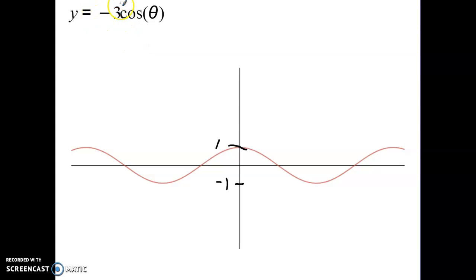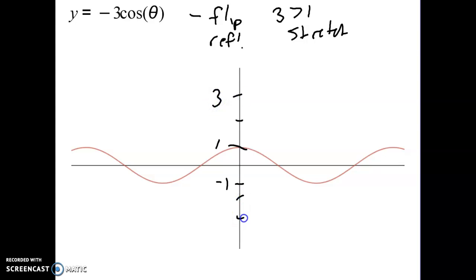Okay, so what does this -3 do? All right, well, first of all, I don't want to think about it as -3. I want to think about it as a negative, which is going to be a flip or a reflection, and also a 3, which is greater than 1, so that's going to be a stretch. And you remember from the last video that when we stretch one of our trig graphs, what we're doing is changing the amplitude. So instead of going from 1 to -1, it's going to go from 3 to -3, or I probably should say -3 to 3 to say that in the correct order from smallest to largest.